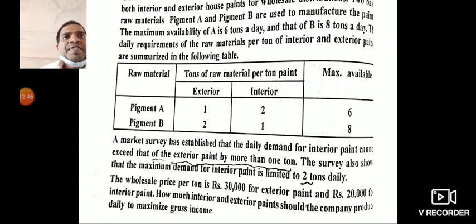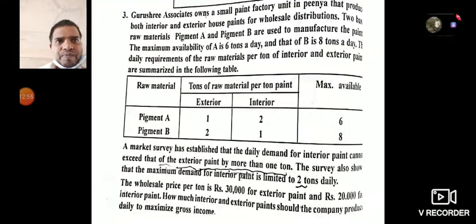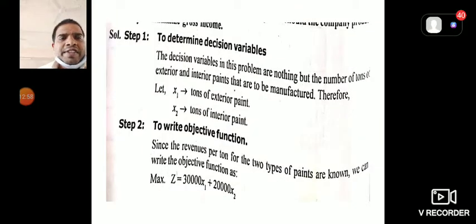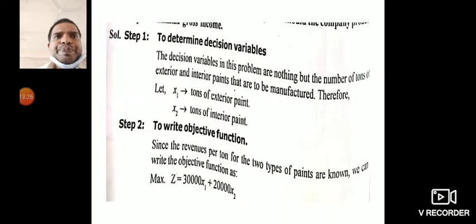Okay, again this problem comes under profit, because at the last he has given to maximize the gross income. Now how we are going to formulate this one: again step 1, we need to define the decision variables, that is x1 and x2. x1 is tons of exterior paint and x2 is tons of interior paint. Now again, as I said, the objective function, as it comes under profit, so maximize z equals 30,000 x1 plus 20,000 x2.